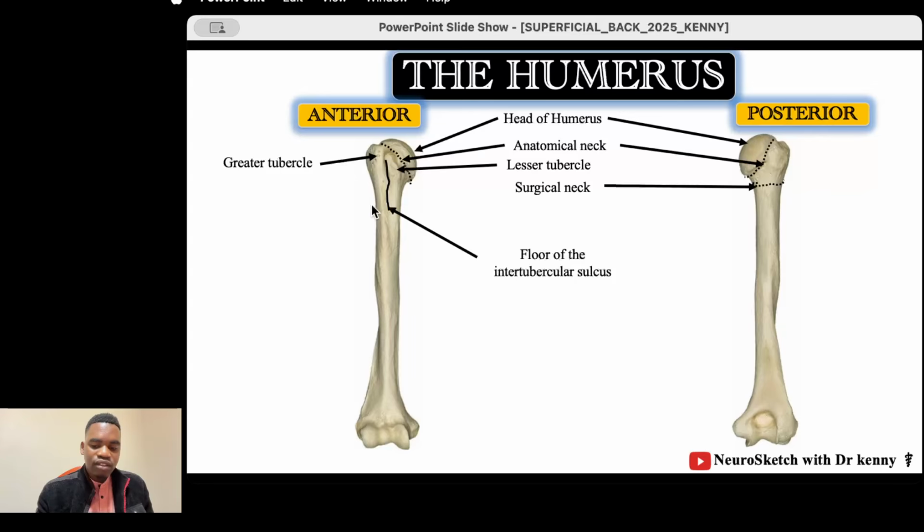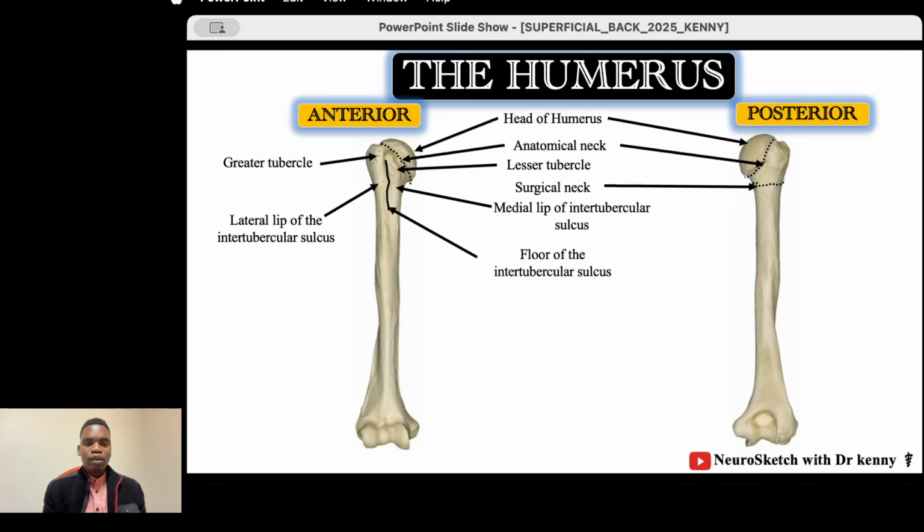The one on the lateral is known as the lateral lip of the intertubercular sulcus, and then the medial one is known as the medial lip of the intertubercular sulcus.